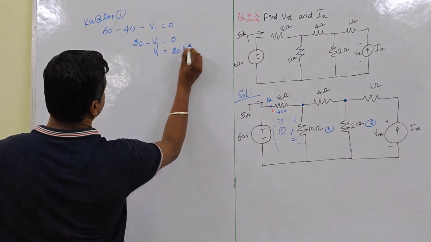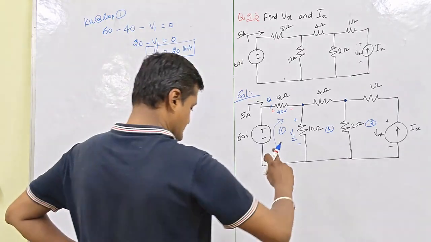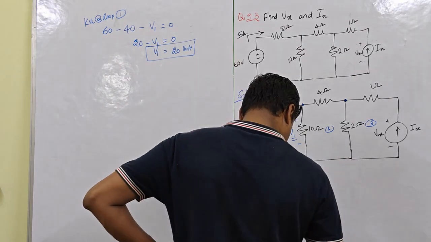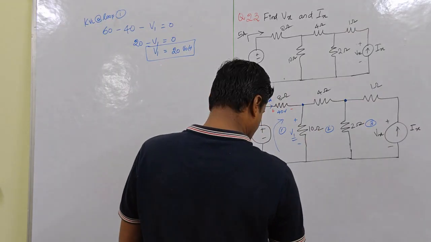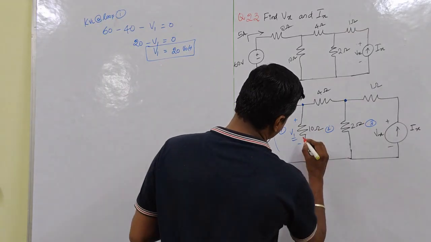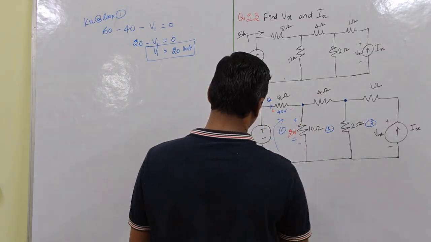V1 equal to 20 volt. So we can find the value of V1. The value of V1 will be 20 volt. So V1 value is found, that will be 20 volts.